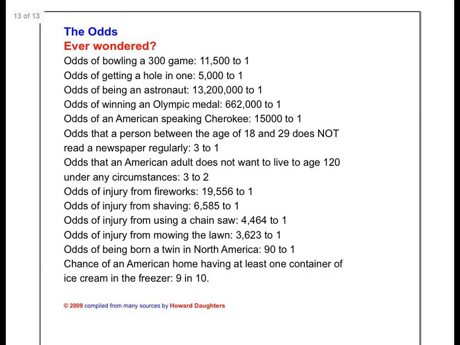Here are some random odds that we pulled up. So odds of bowling a 300 game are 11,500 to 1. Odds of getting a hole in 1 are 5,000 to 1. So these are odds against, and then to it happening, or for it happening. So you have 11,500 chances against doing it compared to the 1 that you have to having it happen. Odds of winning an Olympic medal, 662,000 to 1. Odds of an American home having at least 1 container of ice cream in the freezer, 9 in 10.